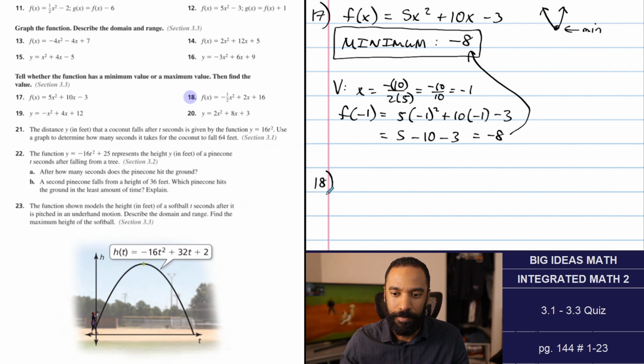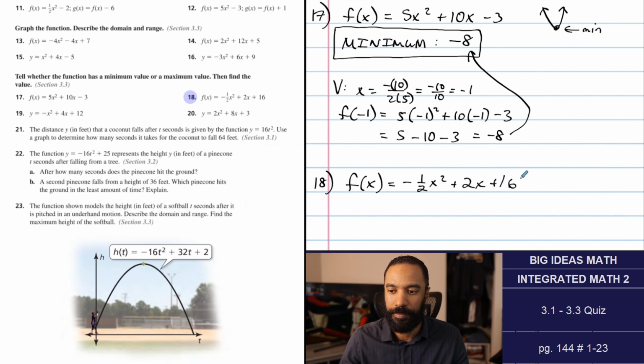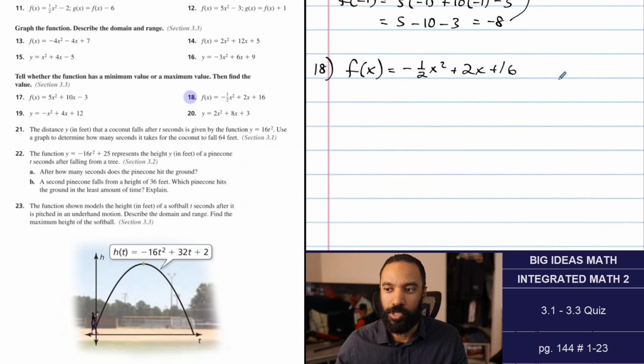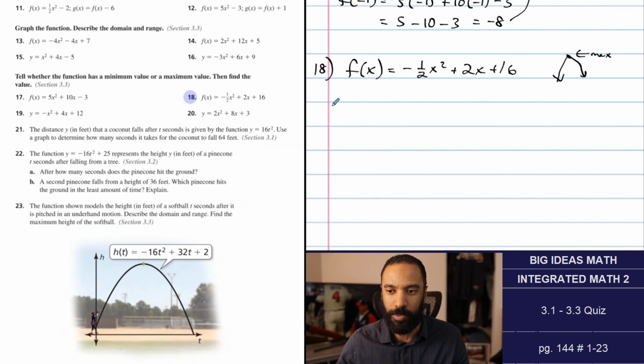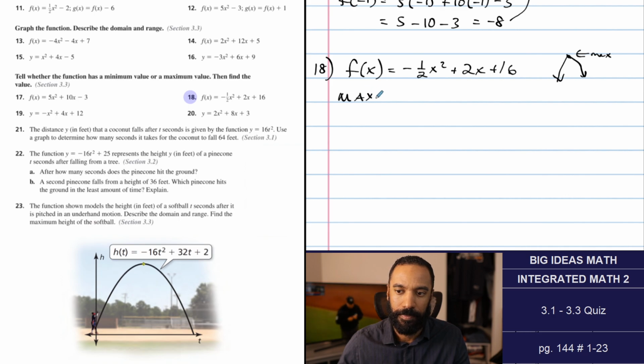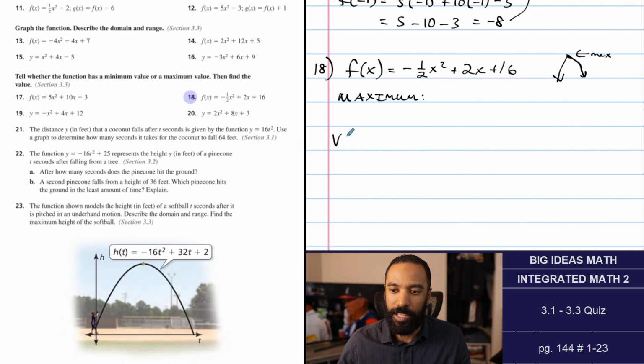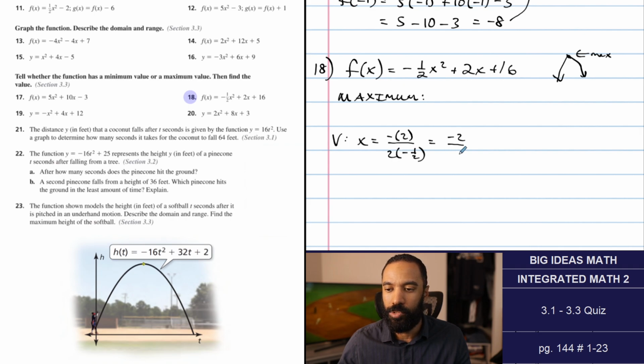Number 18. F of x equals negative 1/2 x squared plus 2x plus 16. This graph goes upside down. Therefore, its vertex represents the maximum. And that's exactly what this has. It has a maximum here. What is that maximum? Let's find out the x value of the vertex. To find the y, the x is negative b over 2a. That's negative 2 divided by 2 times negative 1/2, which is negative 1. So that's positive 2 for the x.